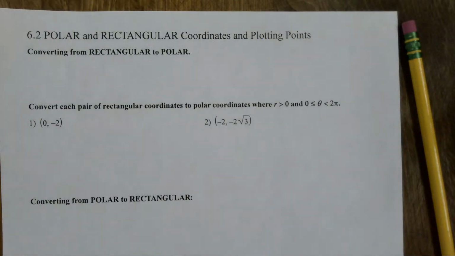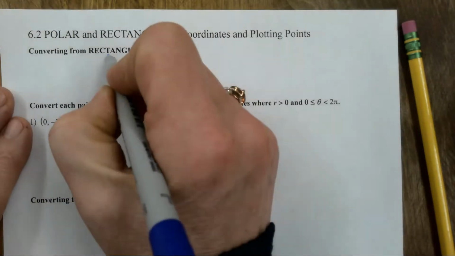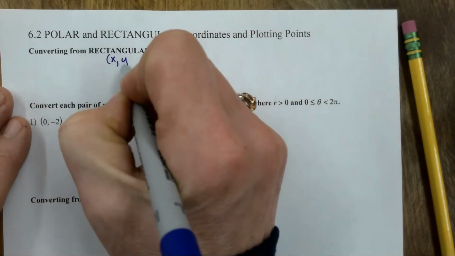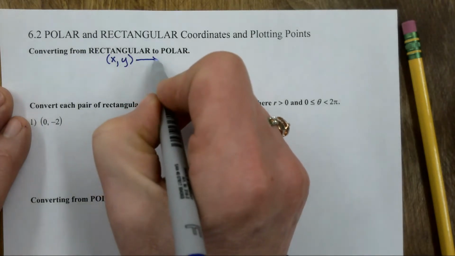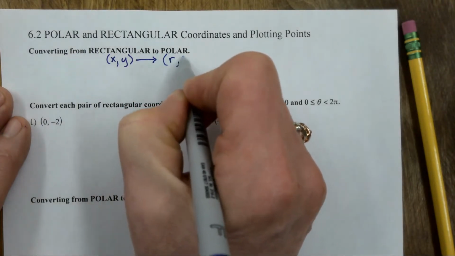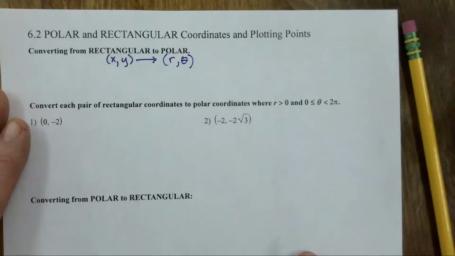So let's refresh those formulas that we did yesterday. Converting from rectangular to polar. Remember, rectangular means I have an XY coordinate. To polar means I'm looking for a radius and an angle. And remember how that works.